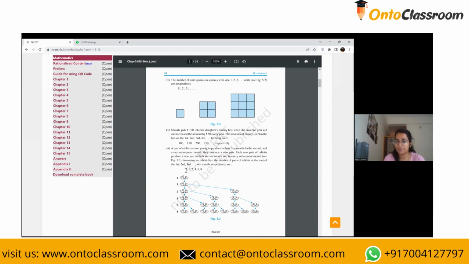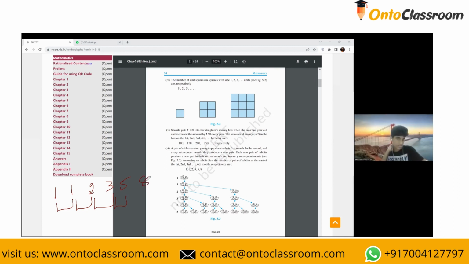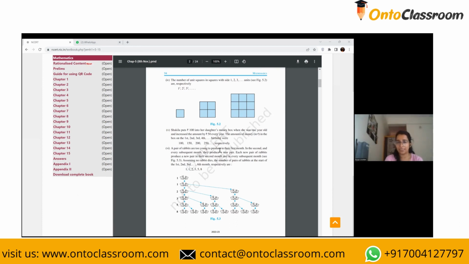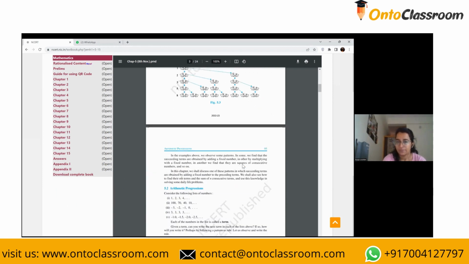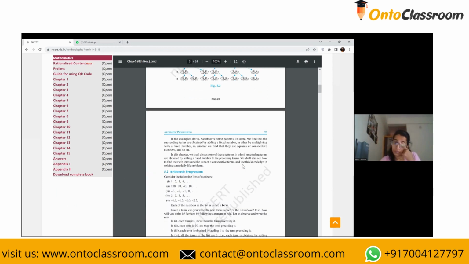Now if you observe here 1, 1, 2, 3, 5, 8, how is this in pattern? 1 plus 1 is 2, 1 plus 2, 2 plus 3 is 5, 3 plus 5 is 8. Yes, this is also a pattern. So overall, if it is following the pattern which is same throughout, only then it is a progression. Right?